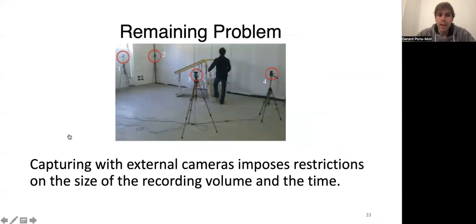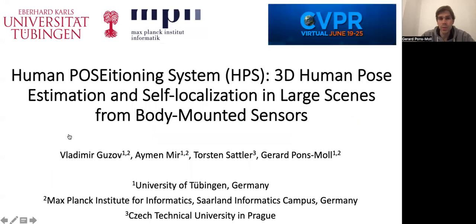Even with Behave, we cannot capture every possible interaction with the environment, particularly interactions that involve large scenes. Capturing with external cameras imposes restrictions on the size of the recording volume, and also, due to memory requirements, on how long the sequences can be. So for these, the IMUs that I was mentioning before are ideally suited.